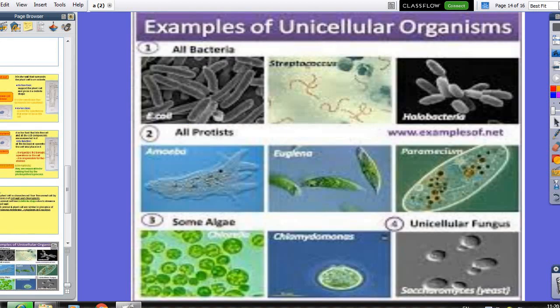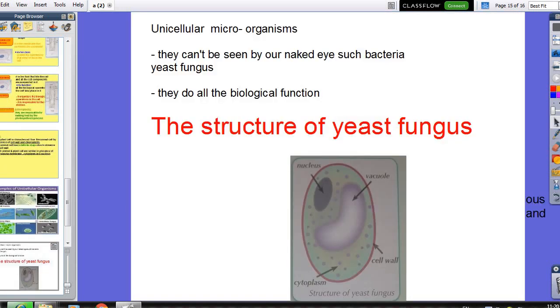Okay, here I will talk about some examples of unicellular living organisms like bacteria and yeast. Unicellular living organisms are living organisms that can't be seen by our naked eye, such as bacteria, yeast, fungus, and all the biological operations can be done by this single cell.